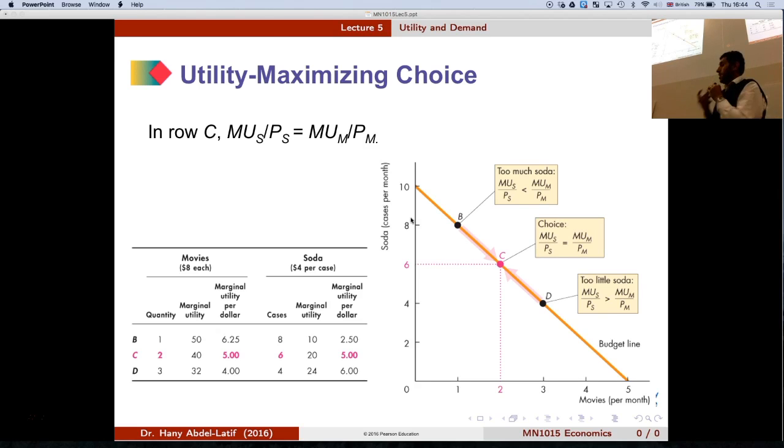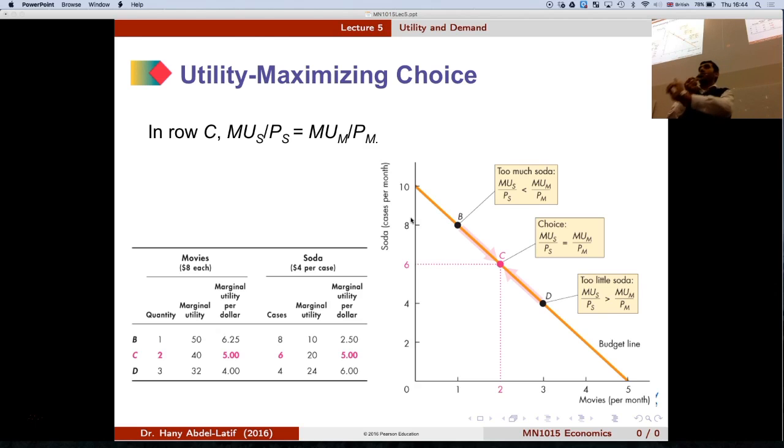So when you look at this third point here, C, the marginal utility is 40 divided by 8, that gives you 5. So the marginal utility per dollar for movies is 5. The marginal utility for soda is 20 divided by 4, that gives us marginal utility per dollar for soda of 5. So now these two are equal. So that's the point we're looking for. Okay? So this combination of movies and soda will maximize her utility.